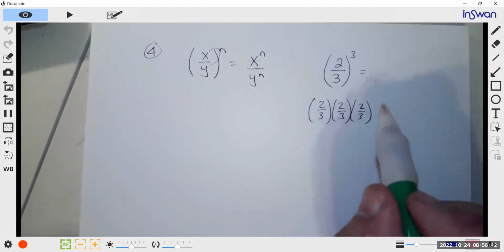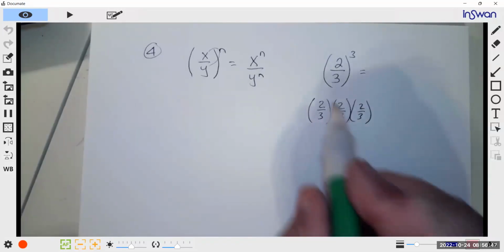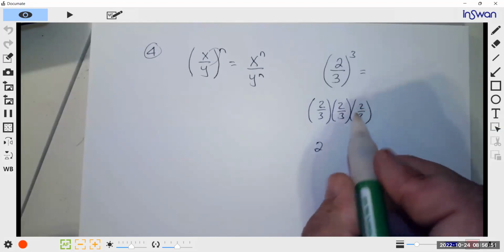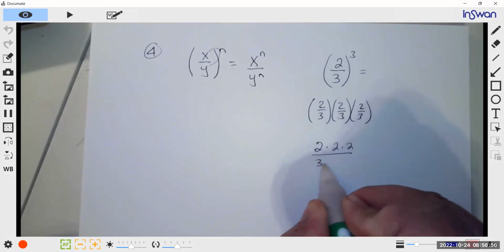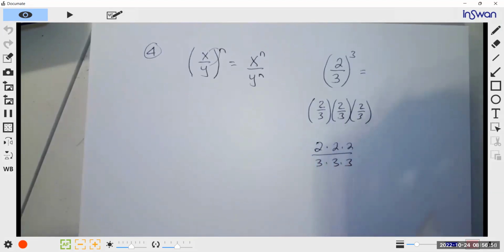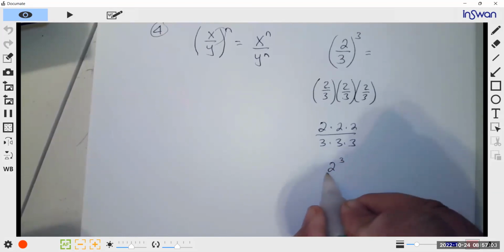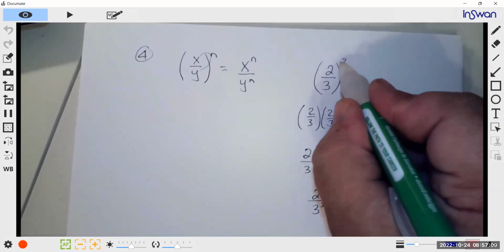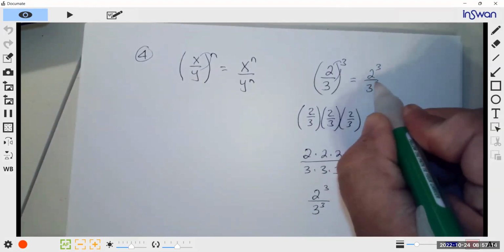The rule of multiplying fractions is if you can cancel anything top and bottom, do that first. If not, then you multiply. So on top, you have 2 times 2 times 2, and on the bottom, you have 3 times 3 times 3, which is the same thing as 2 to the third over 3 to the third. If we had done that here, then distribute it: 2 to the third, 3 to the third.